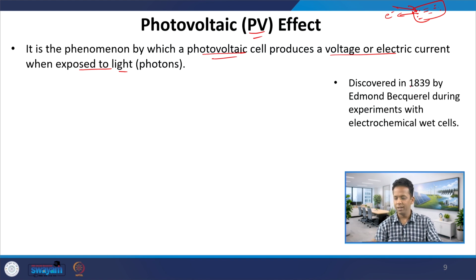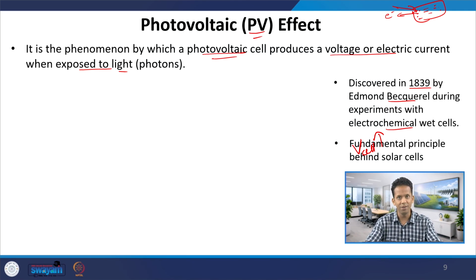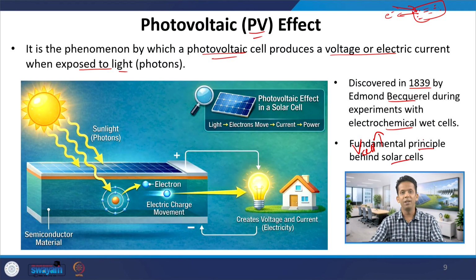This was discovered in 1839 by Edmund Becquerel during his experiments with electrochemical wet cells. While Becquerel was doing his electrochemical experiments, he observed that the voltage of the cell increased when the silver electrodes were exposed to sunlight, and this observation led to the discovery that light can also be converted directly into electricity. So it was during this experiment he found that photovoltaic effect is conversion of light to electricity, and this was the fundamental principle behind solar cells.